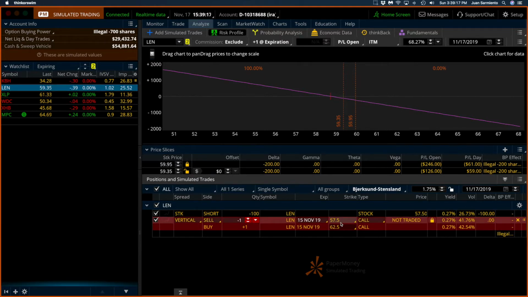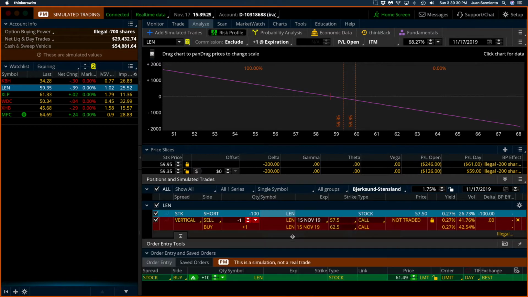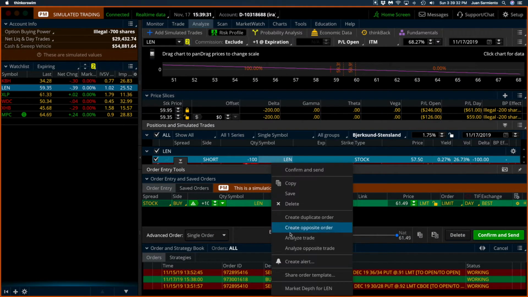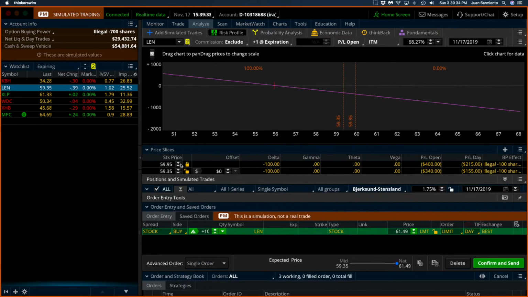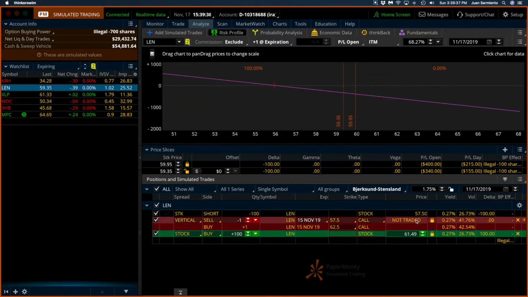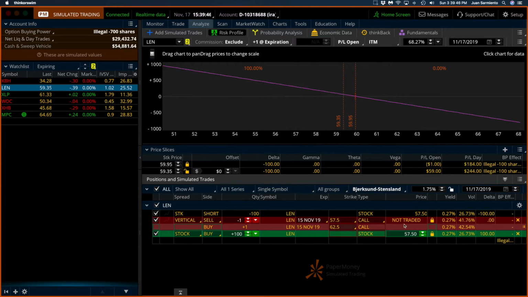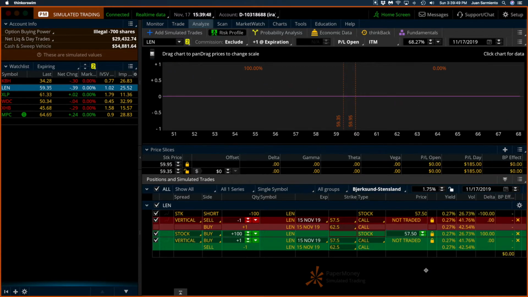So what happens is, because it's above the price, I get assigned, the 62.5 expire worthless, so I end up with 100 shares short. Okay, so I'm going to say I'm going to sell those. Analyze trade. So I sold them at the price that the shorts were, 57.5, the strike price of the shorts. That's what I get assigned. Now I'm going to close the options at a 0 value.